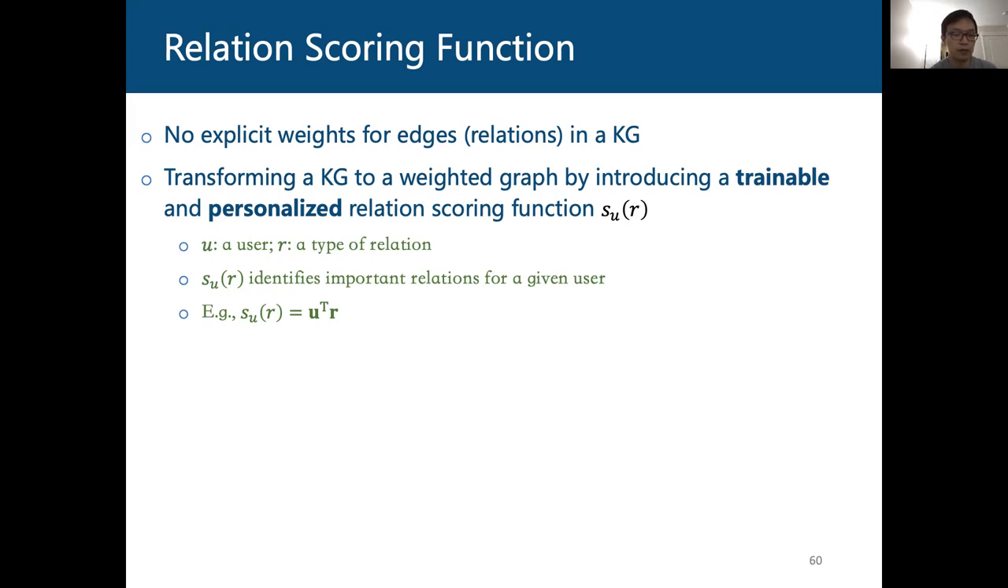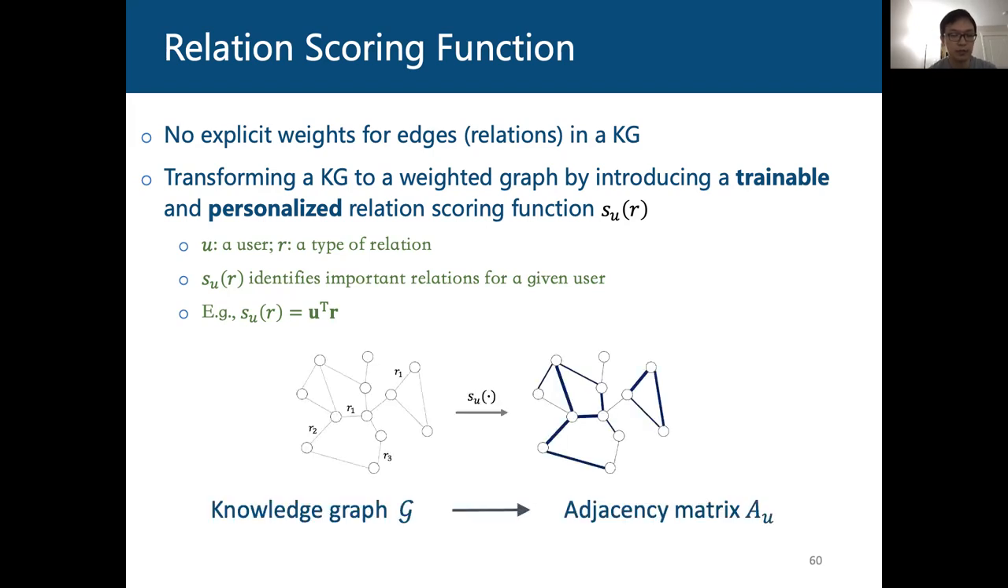For example, in movie recommendation, one user may care more about the genre of movies, but another user may care more about the actors of these movies, right? So this relation scoring function identifies the important knowledge graph relations for a given user and transforms the original knowledge graph into a user-specific adjacency matrix AU. Here, the width of the lines in the right figure shows the edge weights. Note that AU has a subscript U because this relation scoring function is user-specific, which means that for different users, the adjacency matrix will also be different.